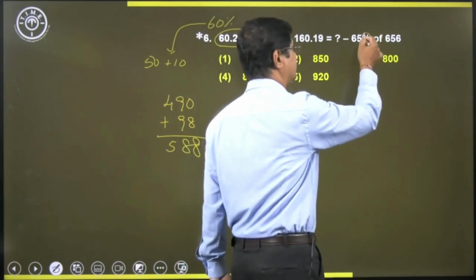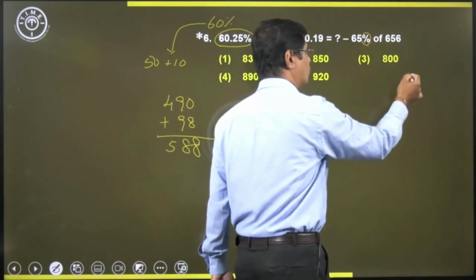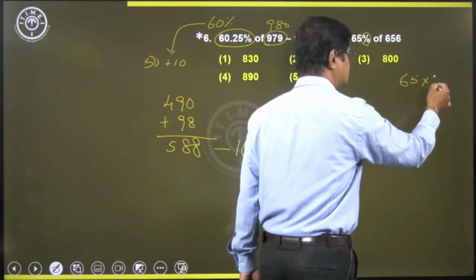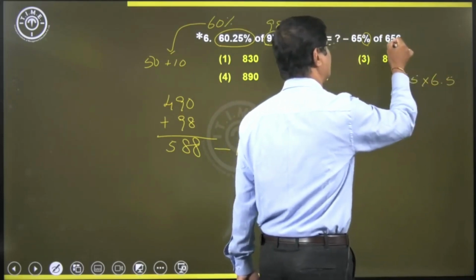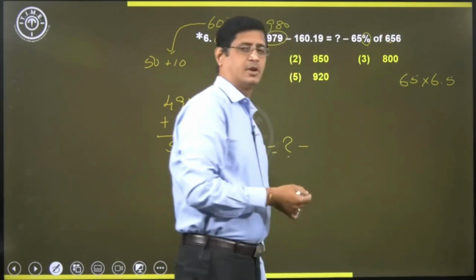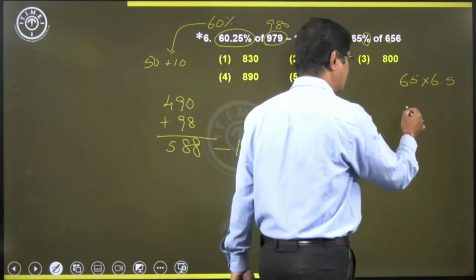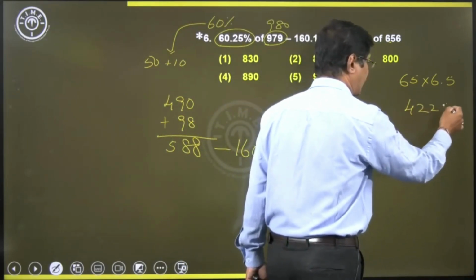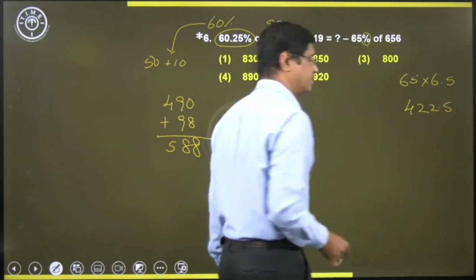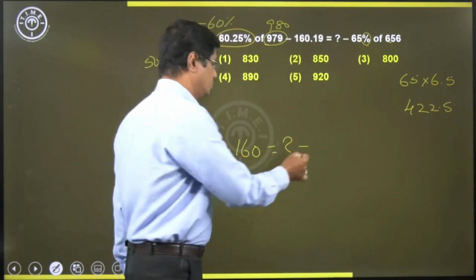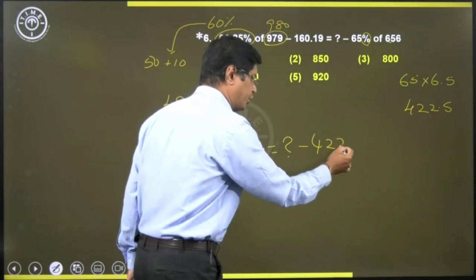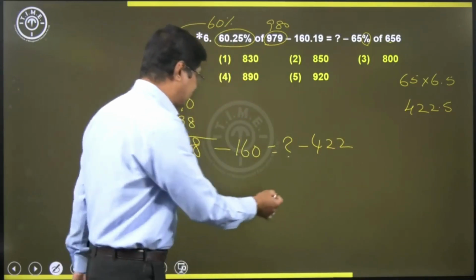Now percentage, remove percentage, add decimal. So what you will get? 65 into 6.5. Remove the decimal, remove the percentage and add decimal. Now 65 into 65, that is 4225. Just use the decimal. So 422. So minus 422. How much is the value of question mark?